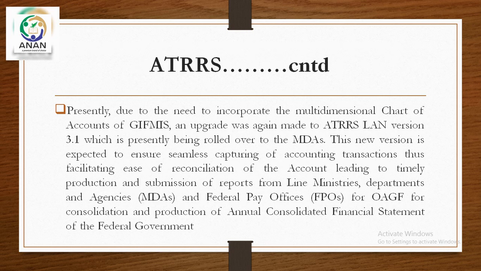users of such information. Presently, due to the need to incorporate the multidimensional chart of accounts of GIFMIS, an upgrade was again made to ATRRS LAN version 3.1, which is presently being rolled over to the ministries, departments, and agencies. This new version is expected to ensure seamless capturing of accounting transactions, thus facilitating ease of reconciliation of the accounts, leading to timely production and submission of reports from line ministries, departments and agencies, and federal pay offices, which are located in every state of the Federation, to the Office of the Accountant General of the Federation for consolidation and production of the annual consolidated financial statement of the federal government.